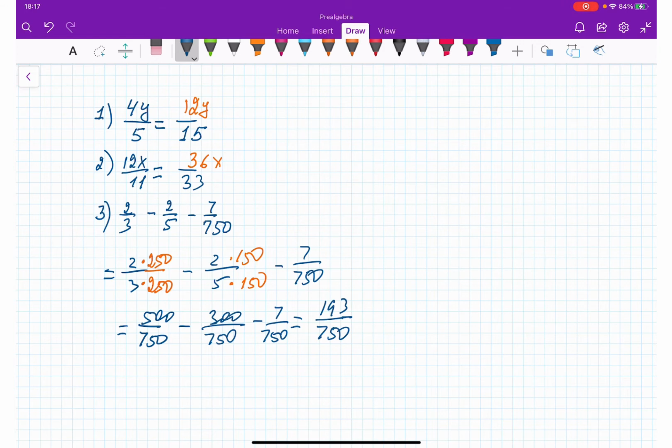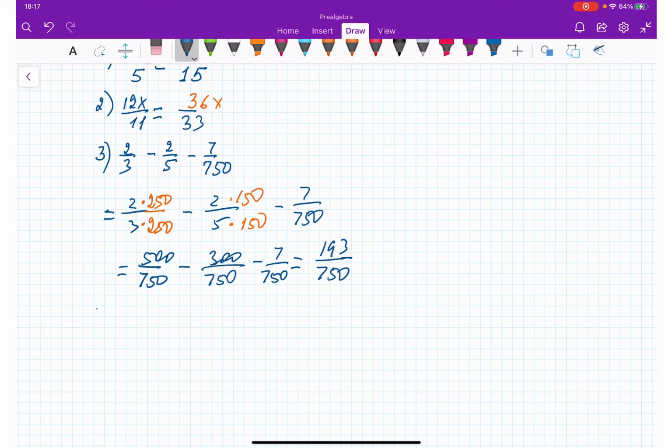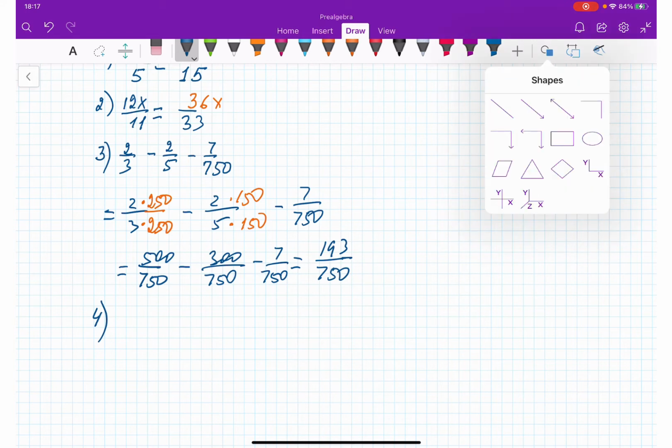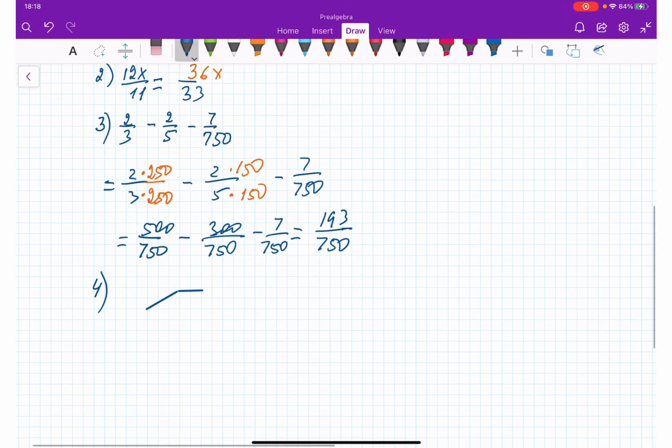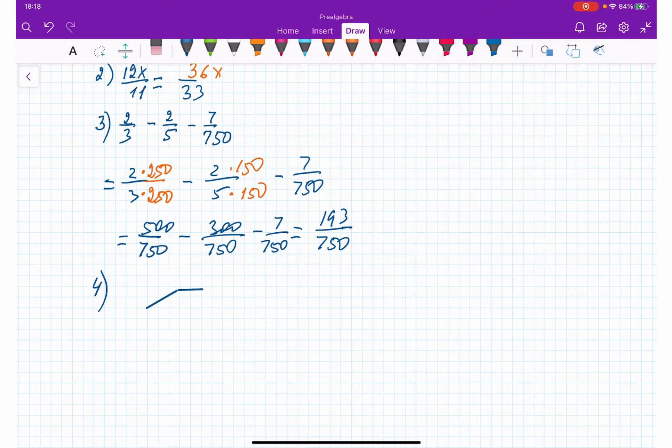All right, question number 4. So we need to find the perimeter of a geometric figure. Okay, let me see. What do we have? This side is coming like this. Next, this side is coming like this. Next, then it comes like this. And lastly, it comes like this. So we have this geometric figure with the sides.